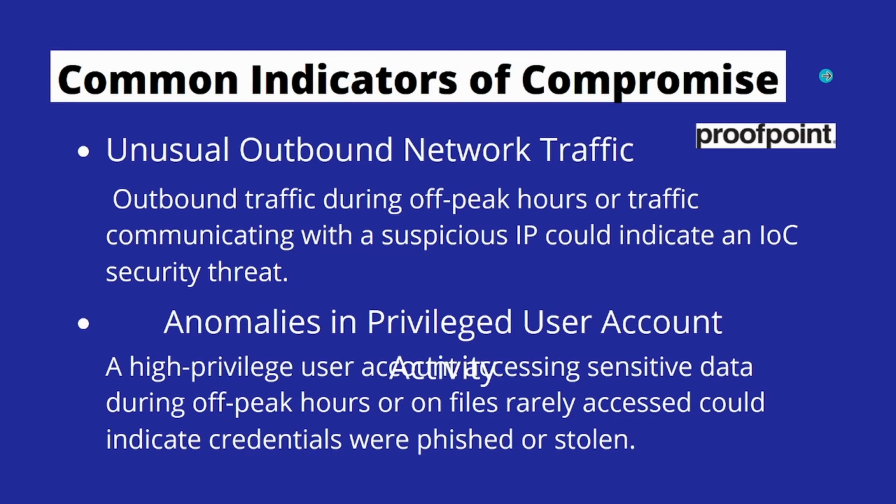Common indicators of compromise. Firstly, there's the unusual outbound network traffic. Outbound traffic during off-peak hours or traffic communicating with a suspicious IP could indicate an indicator of compromise. Let's say the office hours are till 6 p.m. Everybody leaves after 6. But then you notice that there's a lot of unusual traffic at around 8 p.m. going to an IP you aren't aware of. Then this is an indicator that your network could be compromised.